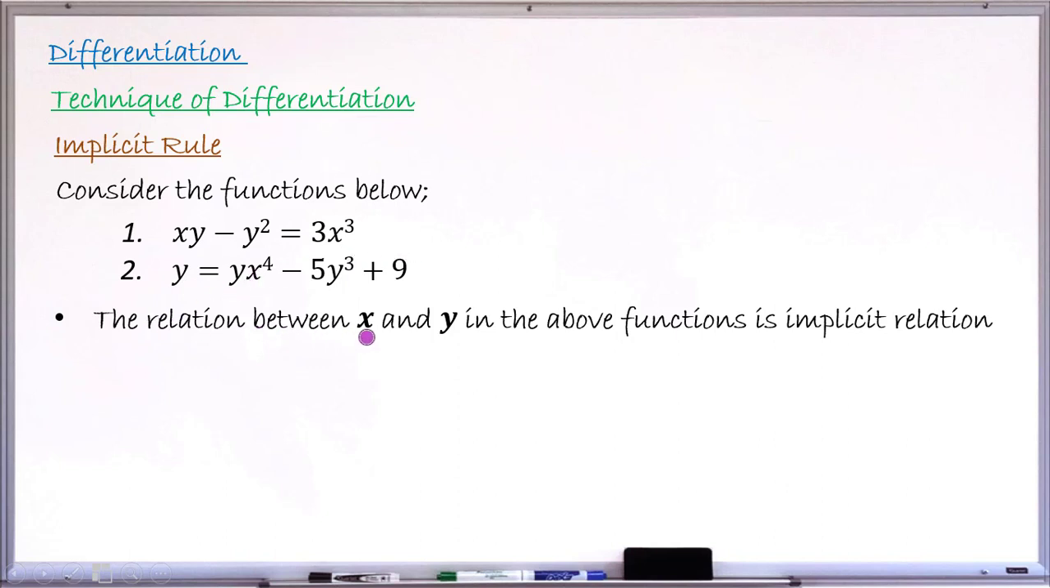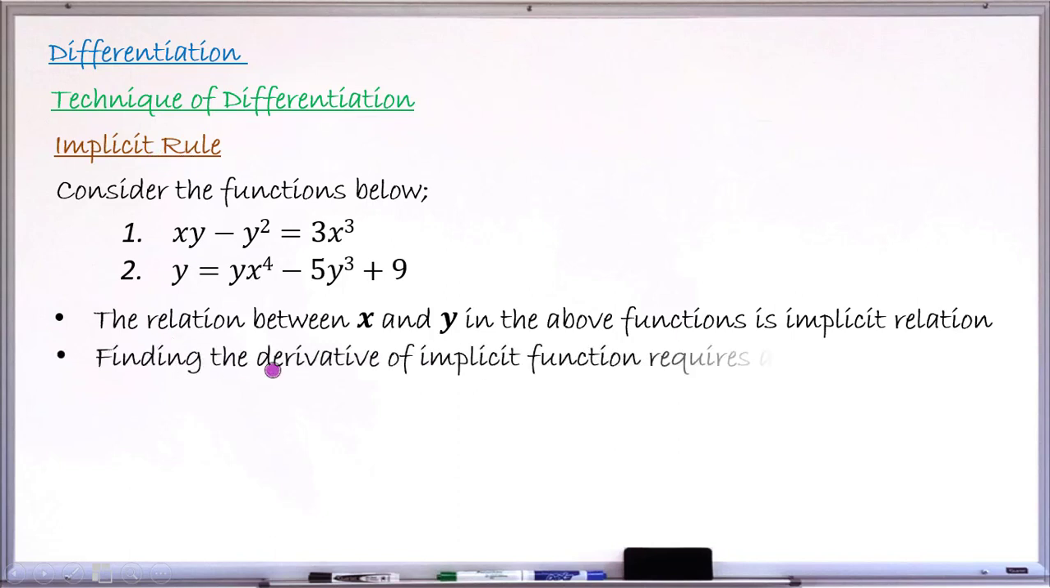The relationship between x and y in these functions above is an implicit relationship, whereas in the other functions that we have seen before, the relationship between x and y was explicit. But here it is implicit. So it is from this implicit relationship between x and y that we get the name implicit rule. The derivative of this type of function, like I have said, requires an extra special technique, which we are going to learn shortly in this lesson.